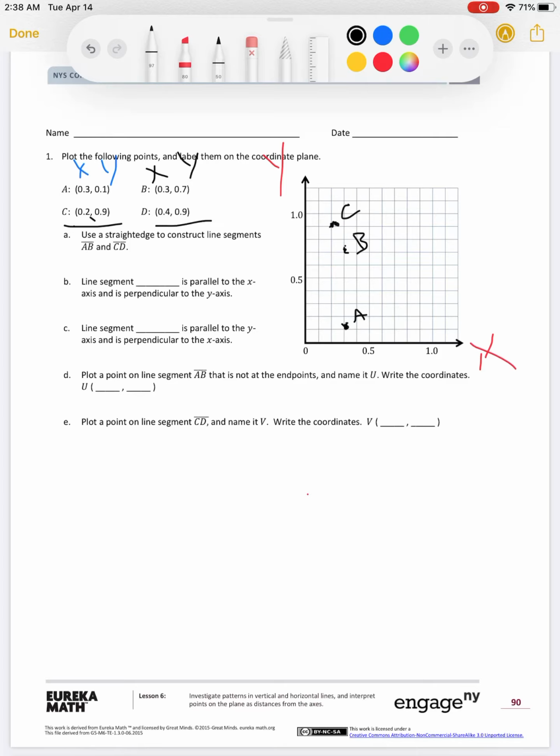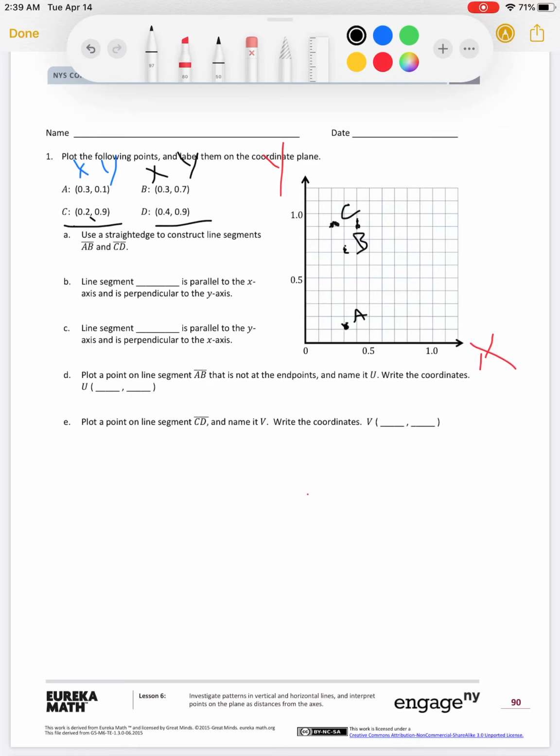The last one I have here is D, 4/10 and 9/10. So let's move over to 4/10 on our number line on the x-axis, good. And then we move up to 9/10. Here is 5/10, 6/10, 7/10, 8/10, 9/10 is there. Okay, Ms. Durham will mark it on our quadrant.